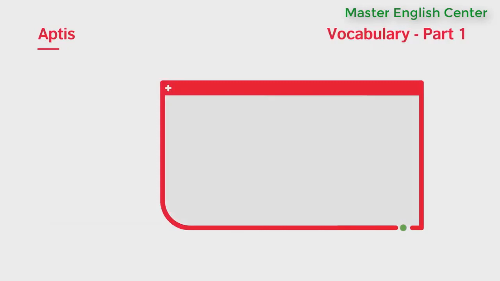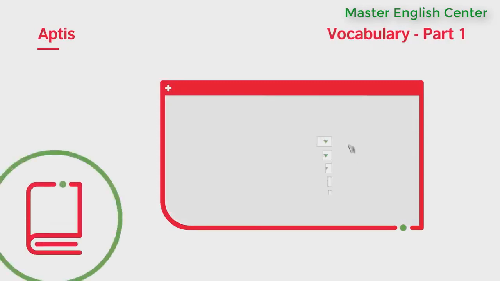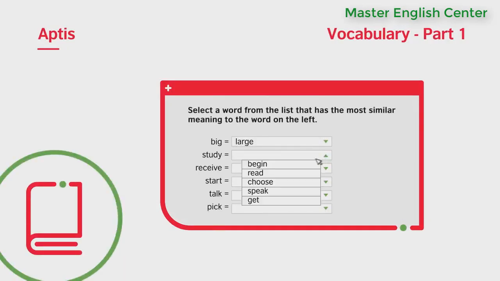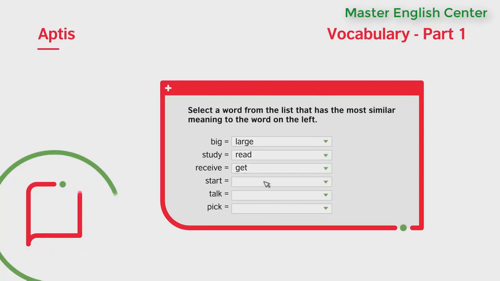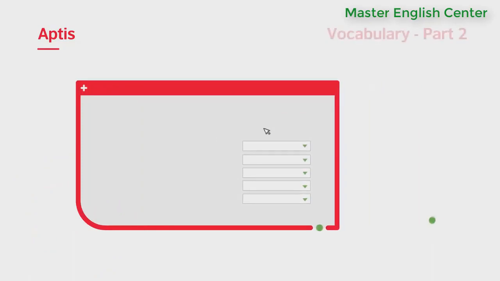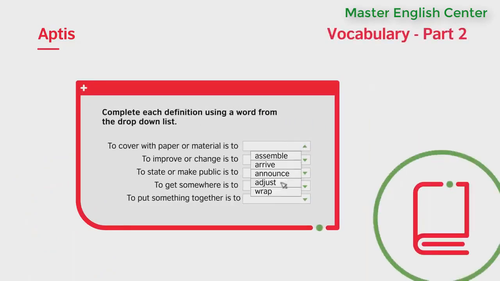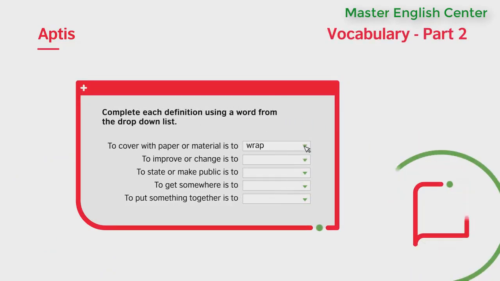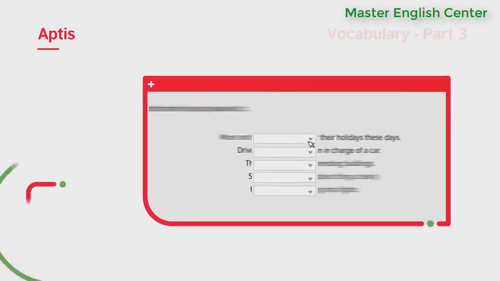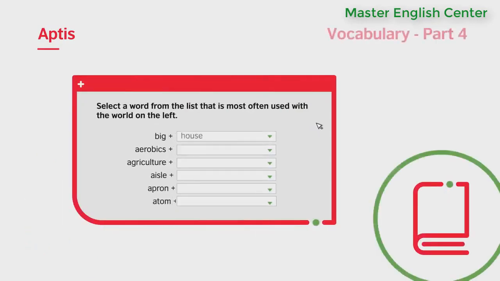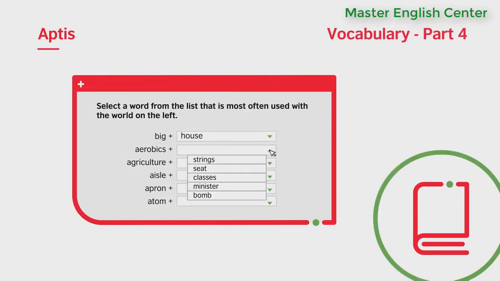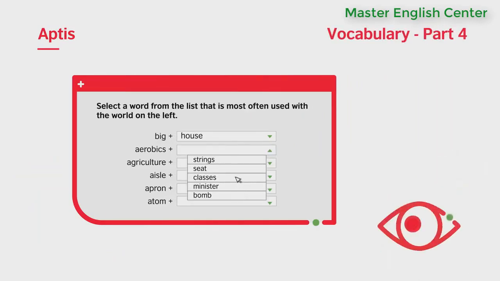The vocabulary section also has 25 tasks. There are 4 question types. In the first question type, you need to match a word to another word of very similar meaning from a list of options. In the second question type, you need to match a word to its definition. In the third question type, you need to complete a sentence using a word from a list. In the final question type, you need to combine words that are frequently used together.